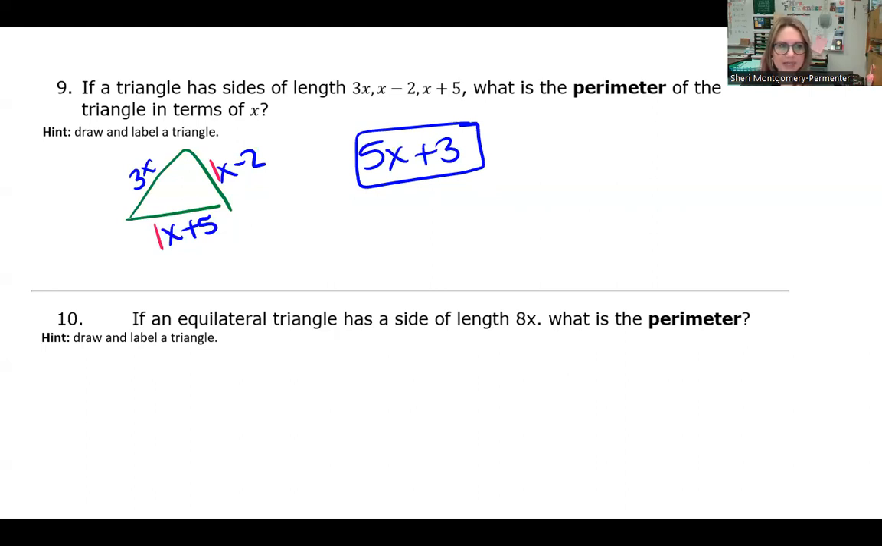For question number 10, it says if an equilateral, what do y'all think that means? Sides are the same. So you can see equal like inside there. That means that everything's the same. Equilateral triangle has sides of 8x. So you could draw a triangle. Mine's not very equal, but that's okay. So the perimeter of this one, same thing. We've got to add up all the sides. So you've got 8 plus 8 plus 8.